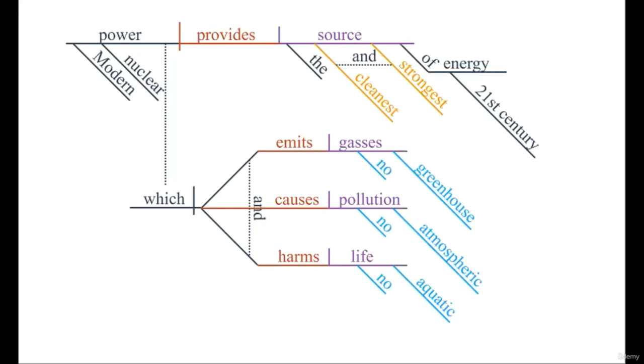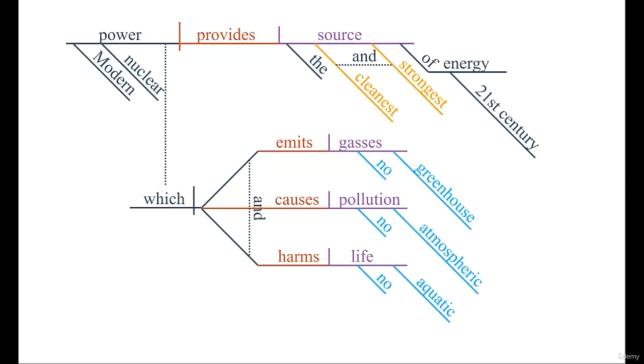And here in color, we can see in the dependent clause, we have a compound verb, emits, causes, and harms. And more precisely, we have a compound verb phrase with each verb taking on a direct object of its own. Interestingly, even the direct objects are modified in the exact same way: no greenhouse gases, no atmospheric pollution, no aquatic life.